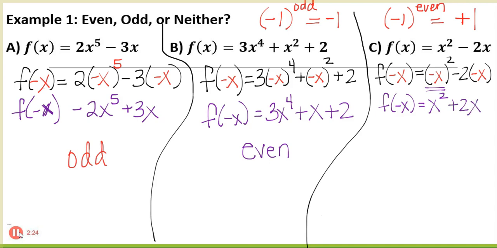When you compare f of negative x to f of x, it's not the same, but it's also not the opposite. In order for it to be the opposite, the x squared would have to change to negative x squared. So the first term stayed the same, and the second term flipped signs. So this would be neither.